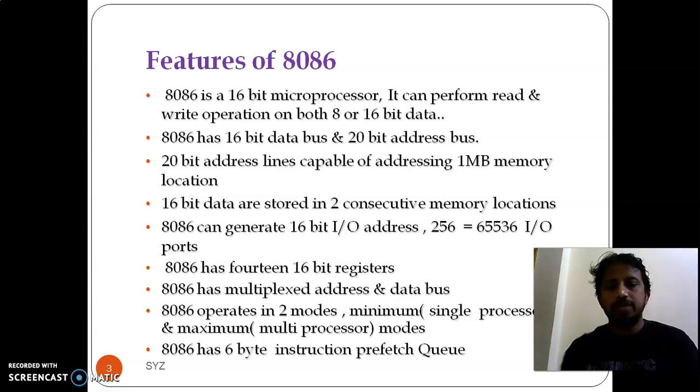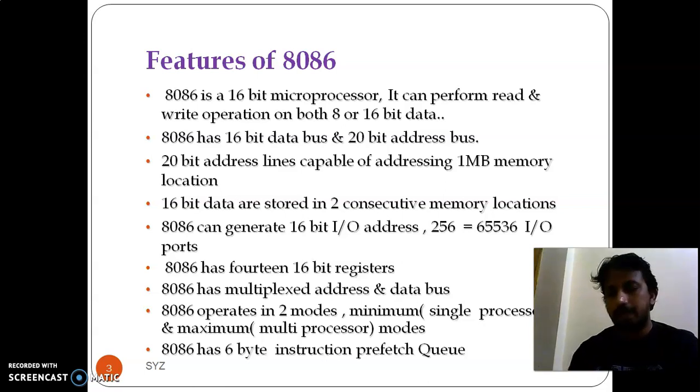8086 operates in 2 modes. One is the minimum mode, with a single processor, and the other is the multiprocessor mode, which is the maximum mode. 8086 has a 6-byte instruction prefetch queue. What is this instruction prefetch queue and how does it operate? That will be discussed in the coming slides.